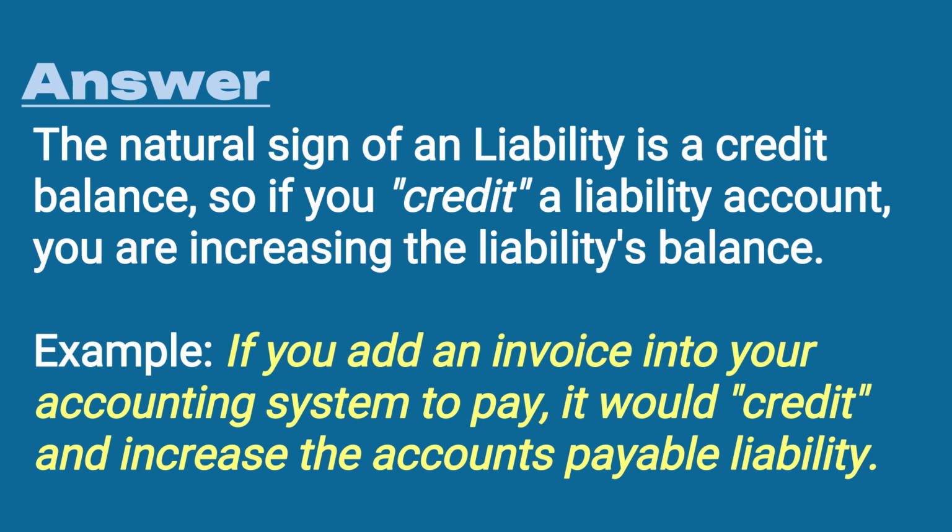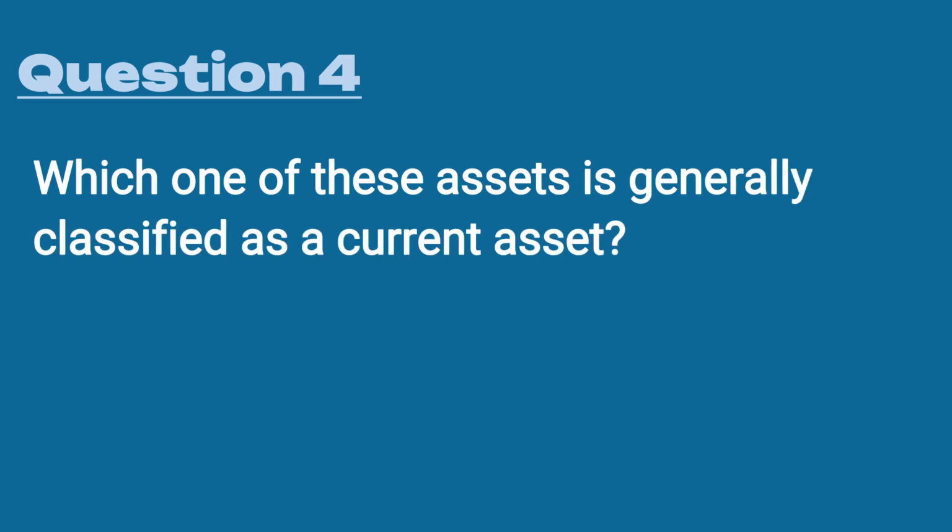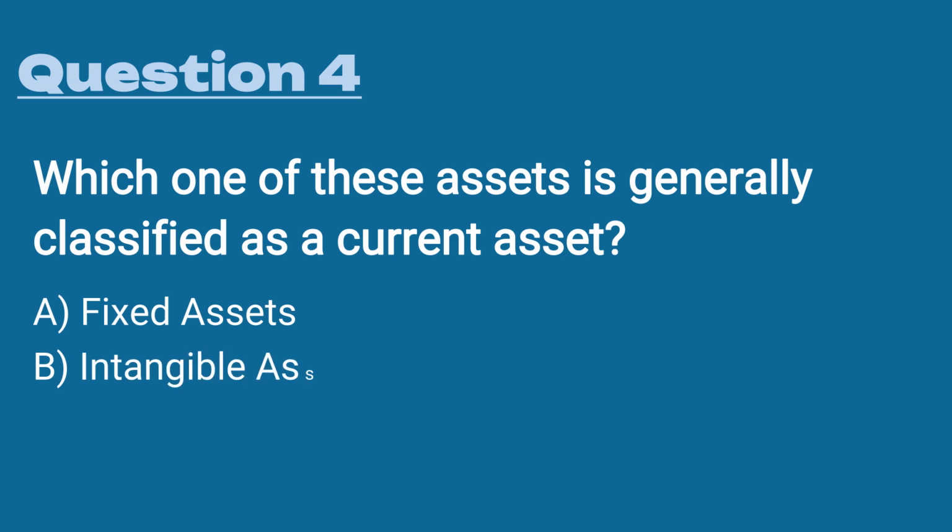accounts payable balance. Which one of these assets is generally classified as a current asset? A, fixed assets. B, intangible assets. C, cash. D, land.